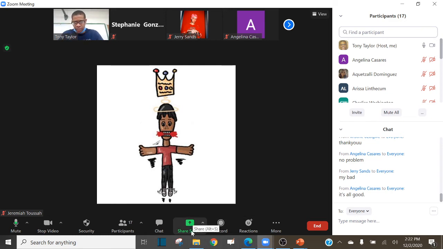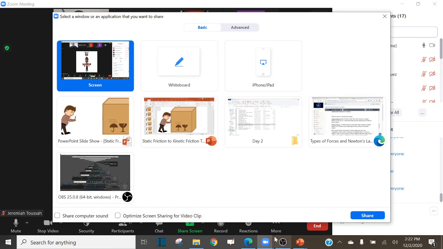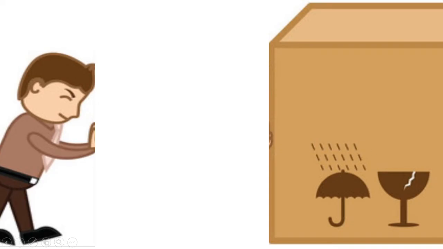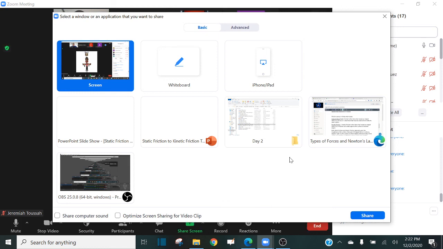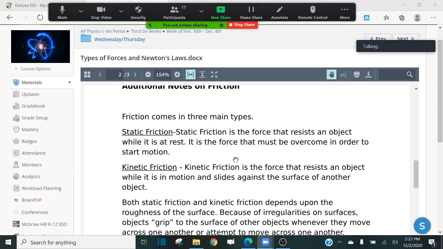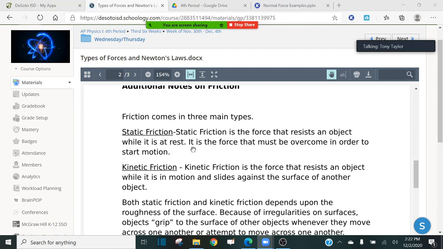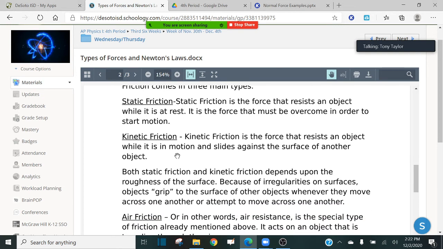All right, we're almost done here. Okay, so say that again. Static friction is the force that must be overcome in order to start motion. Kinetic friction is the force that resists an object while it is in motion and slides against the surface of another object.